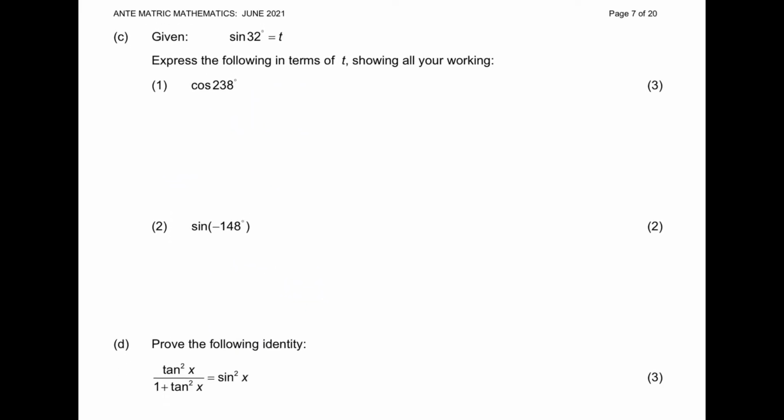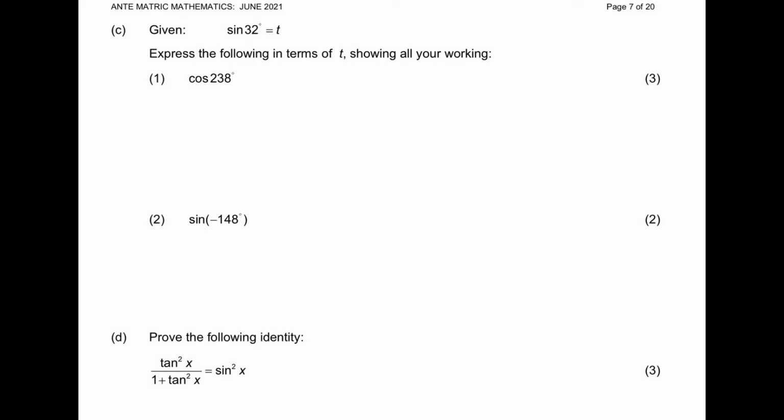Okay, question C. Given that sine 32 is equal to t, express the following in terms of t showing all your working. The important thing here is that you first have to show that these can be reduced using reduction formulae. Okay, so 238 is in quadrant 3, so we would use the 180 plus.